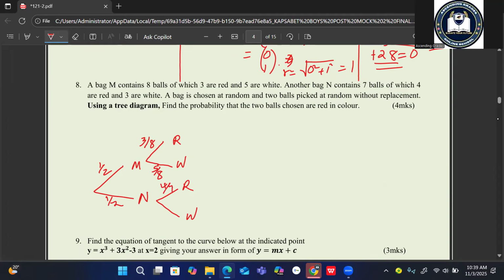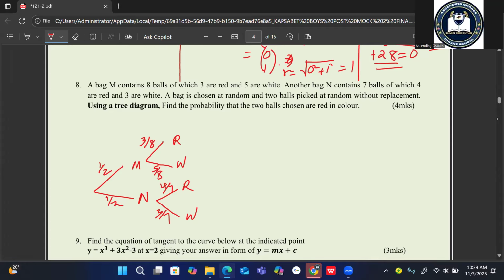The other one, another bag N contains 7 balls of which 4 are red. So that is 4 out of 7, and 3 are white. A bag is chosen at random and 2 balls are picked at random, without replacement. Using a tree diagram, find the probability that the 2 balls chosen are red in color.